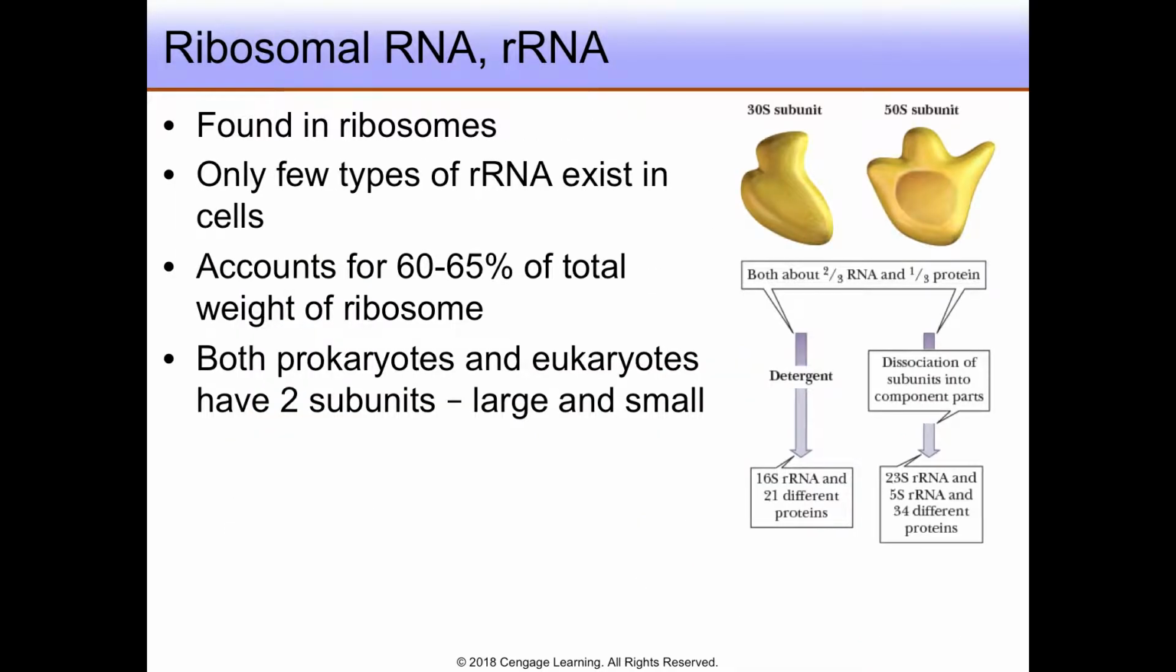The actual synthetic machinery is that of the ribosomes, composed of two differently sized subunits. The bacterial subunits are shown here and include the smaller 30S and the larger 50S subunit. These subunits contain both protein and rRNA, but are primarily composed of RNA. Though the mass of the subunits varies between prokaryotes and eukaryotes, they each have large and small subunits.